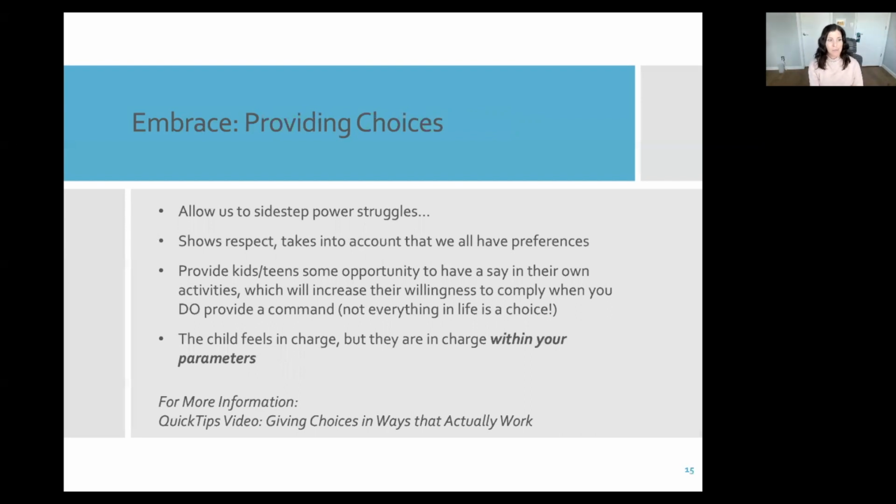This allows us to sidestep power struggles. It takes their preferences into account. It makes them feel like they have a say in things. And this not only helps in the moment, but obviously not everything is always a choice, and you can't always have a choice. Sometimes you just have to listen and do things. But when you do give choices on a regular basis, it makes it more likely that when there's not a choice, your kids or teens are actually going to listen and be more agreeable to what you're telling them to do. And again, we have a longer quick tips video that's all about giving choices in ways that actually work. Just a reminder to only give choices that are acceptable to you.